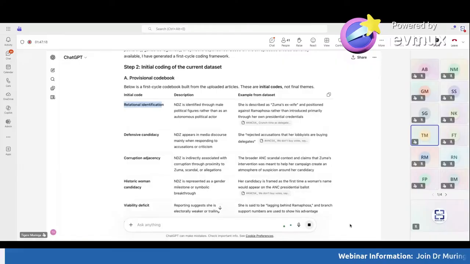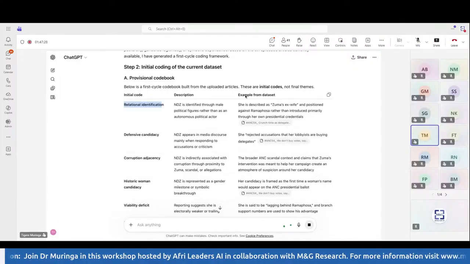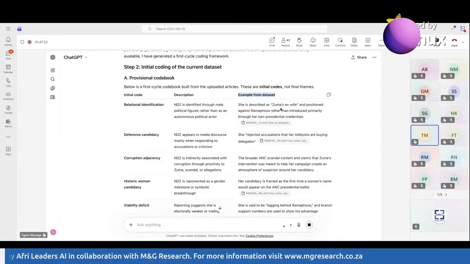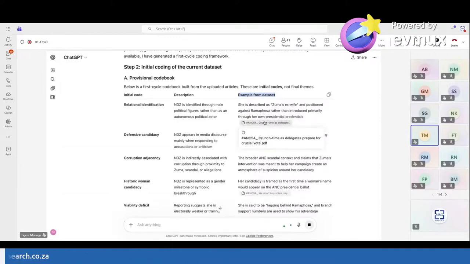Already I have an answer to how the media frames or reports on Nkosazana Dlamini Zuma when she wants to be president. Then it's giving me verbatims, right? The examples from the data set: she's described as Zuma's ex-wife and positioned against Ramaphosa rather than introduced primarily through her own presidential credentials. And this is found in the article, ANC 54 Crunch Time, as delegates prepare for crucial vote. So these are my codes.